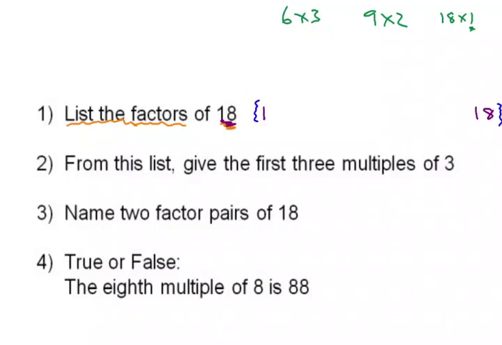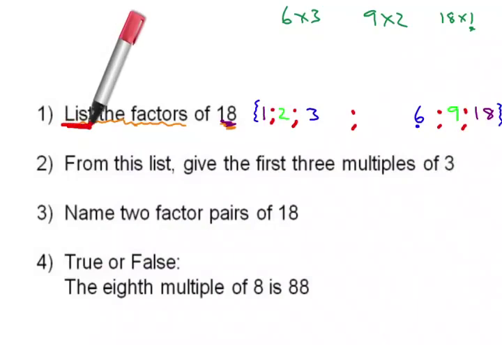So after 1, we know that we can use 2. 2 times by 9. After 2, we know that we can use 3. 3 times by 6. After 3 comes 4, that won't work. After 4 comes 5, that won't work. And after 5 comes 6, and we already have that. Which means we now have all the factors listed, and you can just separate them from each other. There you have all the factors listed, and you know that you haven't missed a single one.